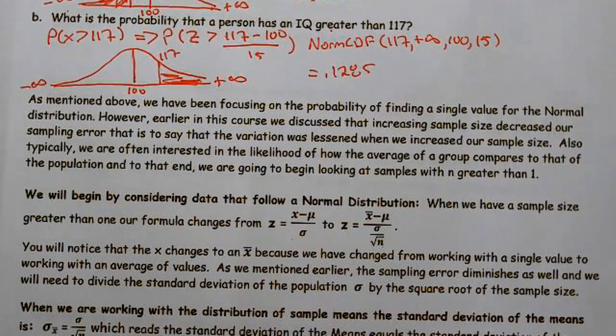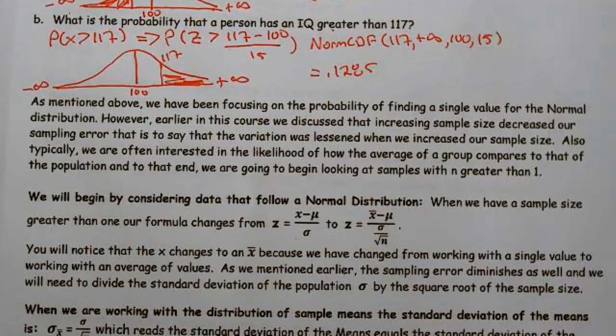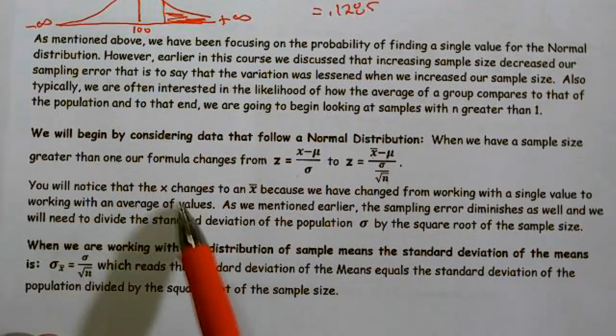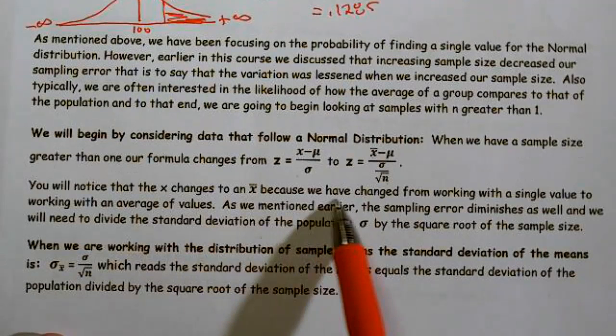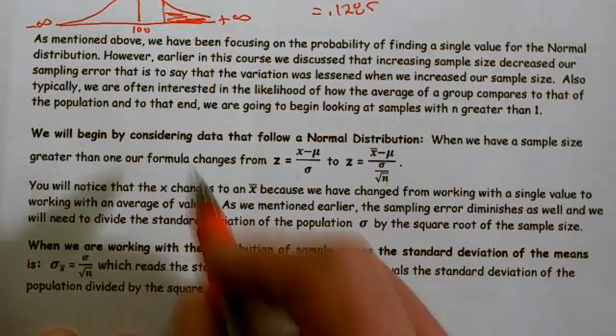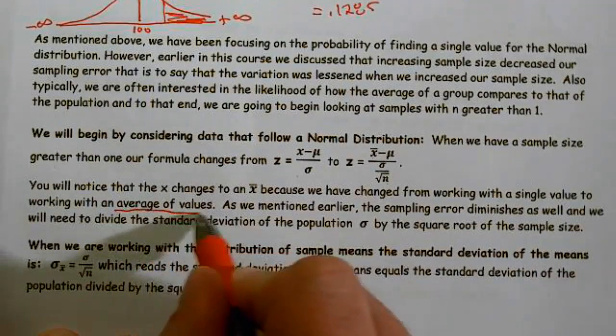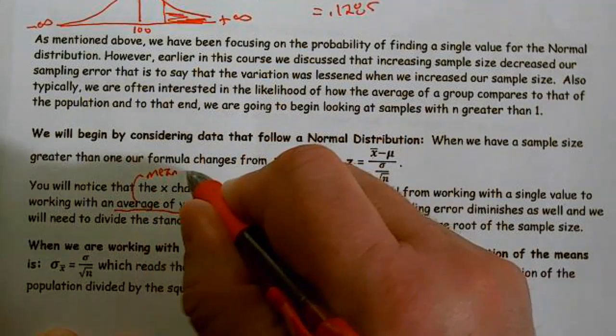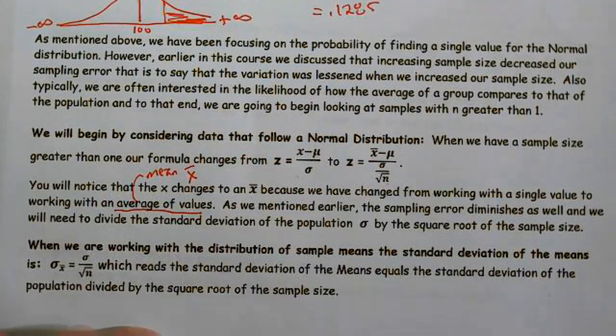Now I know this looks really ugly because formula-wise it kind of is. Difficulty-wise, it's not. The calculator will do it all for us, but we'll be using a different function on the calculator. You will notice that the X changes to X bar because we have changed from working with a singular value to working with an average of values. Or we may use the word mean, or we may use the symbol X bar.